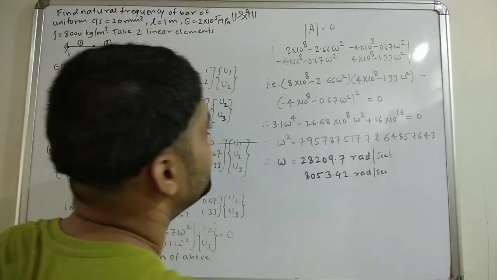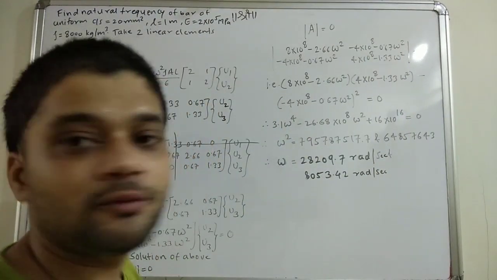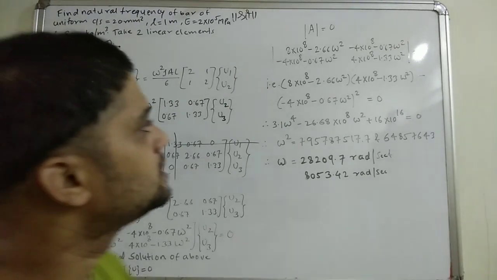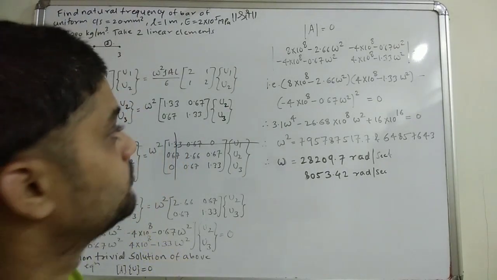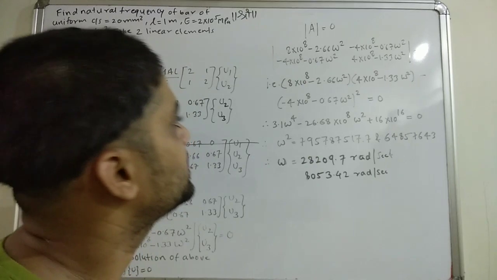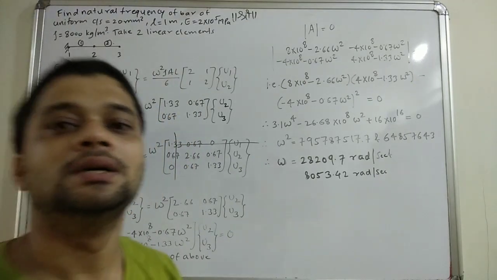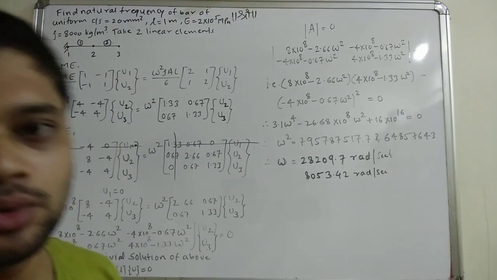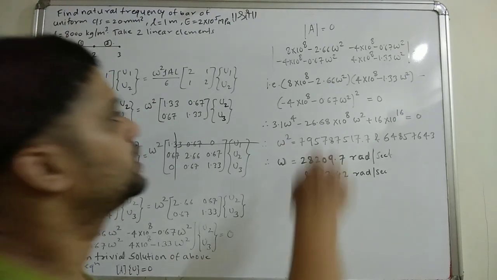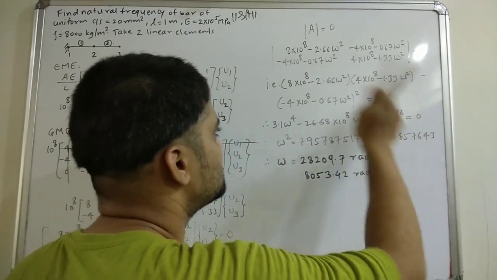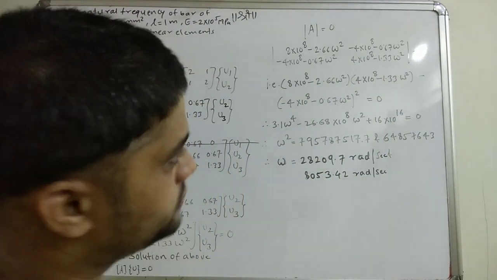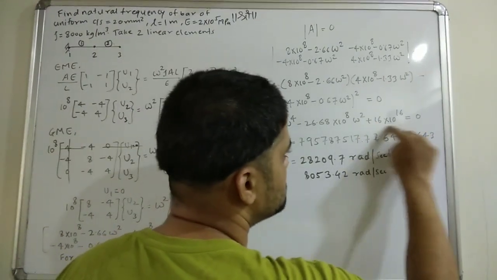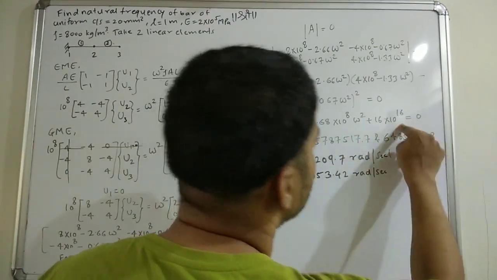This 8 10 raised to 8 multiplied by 4 10 raised to 8 will eventually give us 32 10 raised to 16. And here minus 4 10 raised to 8 the whole square will give us 16 10 raised to 16. That 32 minus 16 will be 16 10 raised to 16, which is a positive number. So that comes first over here.